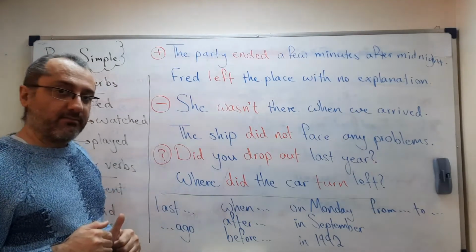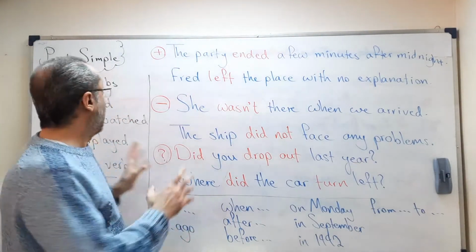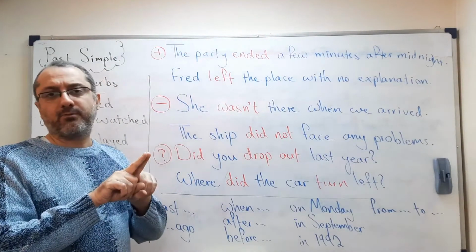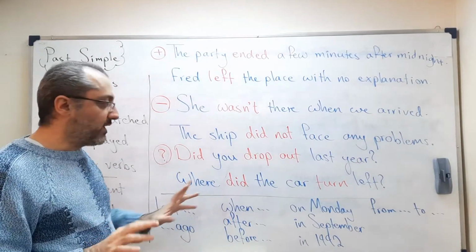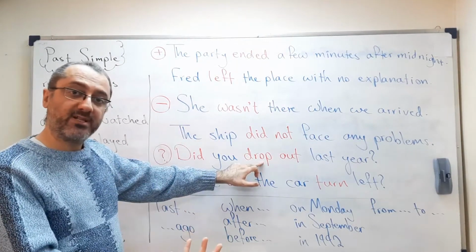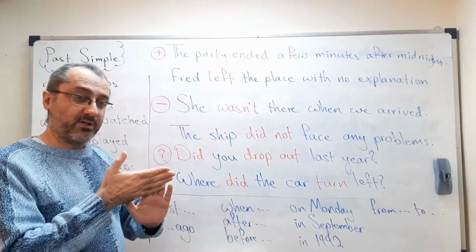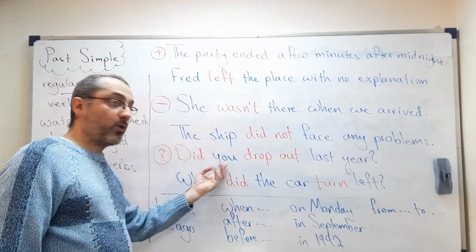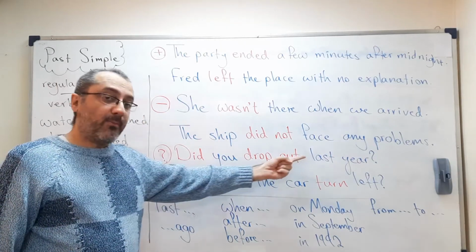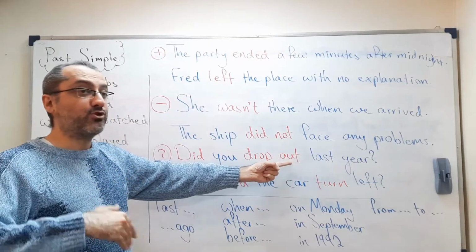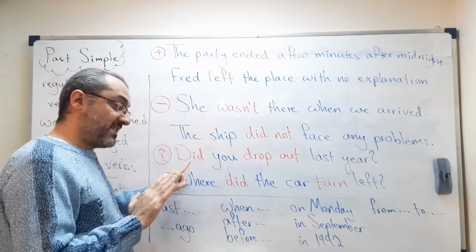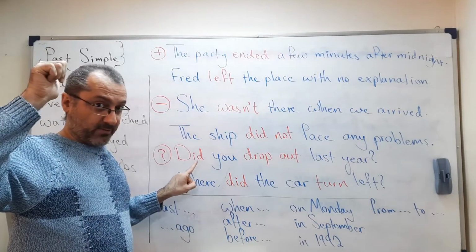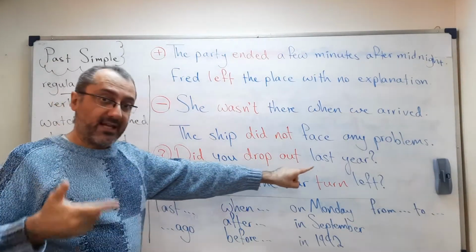Now, questions. To make a question when we are dealing with the past simple, it's very similar to making negative statements. What we do is, again, change the verb to the present form, dropped out changes to drop out, and we use did at the beginning of the sentence before the subject. Did you drop out last year? We don't say dropped out, because did is enough to refer to the past. Did you drop out last year?